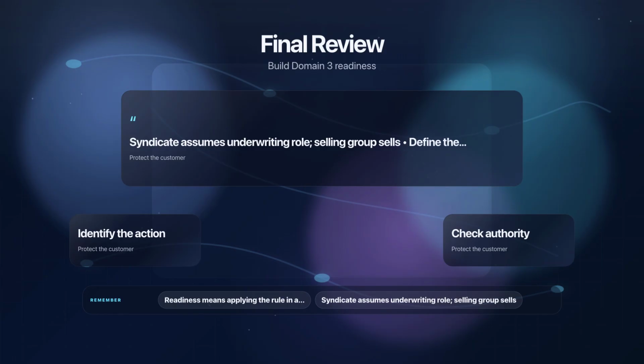Final review. You should now be able to define underwriting syndicate versus selling group, explain why it matters, recognize the common trap, and choose the answer that fits the scenario. That is the PrimeScoreX method. Learn the rule, connect it to customer protection, apply it to realistic stems, and review every mistake until the logic becomes automatic.